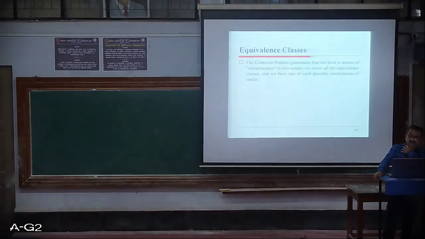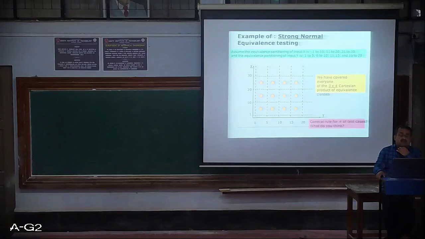So what is the advantage of having such an equivalence class testing method, strong equivalence class? It guarantees that we have a notion of completion in two senses. That is, we cover all the equivalence classes, and we have one of each possible combination of inputs. Since we are considering the Cartesian product, obviously we have all the possible combinations of inputs. So basically, this test becomes a complete test.